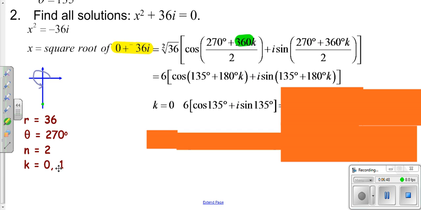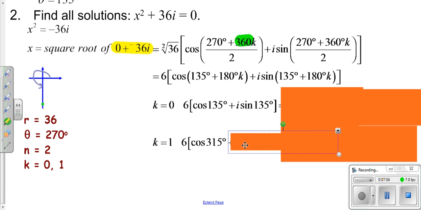Then I'm going to go on and do k equaling 1. So I'm going to still have that 6 in front. K equaling 1, 1 times 180 is 180. 180 plus 135 is an angle of 315. Then whatever I have after my sine is identical to whatever is after the cosine. So I have my two answers right here in trig form.